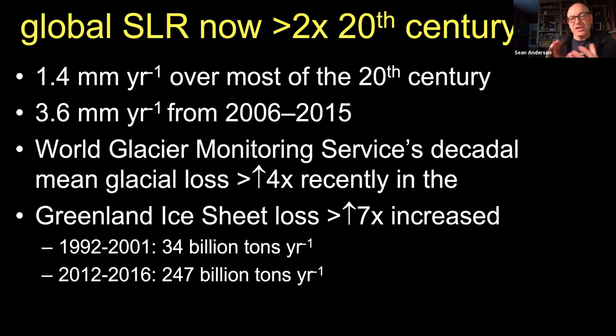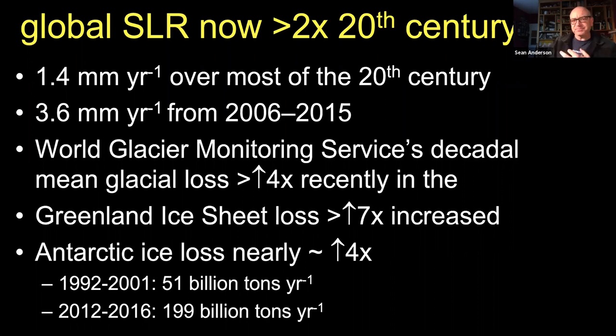And if we talk about one of the largest stores, the Greenland ice sheet, which covers most of the island of Greenland, the loss rate has increased more than seven times. It's gone from a loss of about 34 billion tons of ice per year to now an order of magnitude greater, about 250 billion tons per year. Antarctica is more similar to the global average, where the loss rate has increased by about four times. We've gone from about 51 billion tons per year, when I used to work in Antarctica in the 90s, to now about four times that. We're at almost 200 billion tons of net ice loss per year. Antarctica grows and shrinks every year, but this is net change.